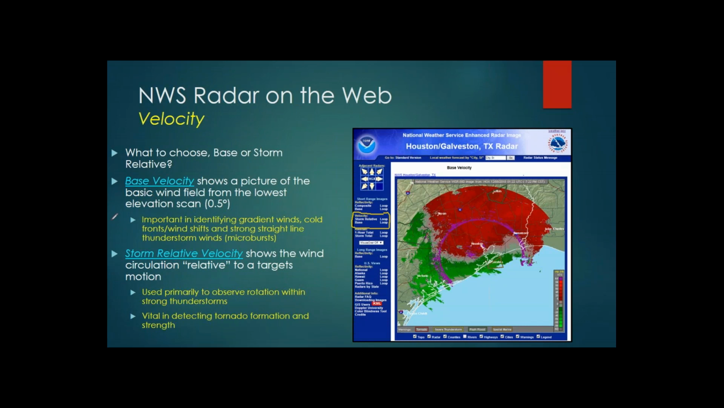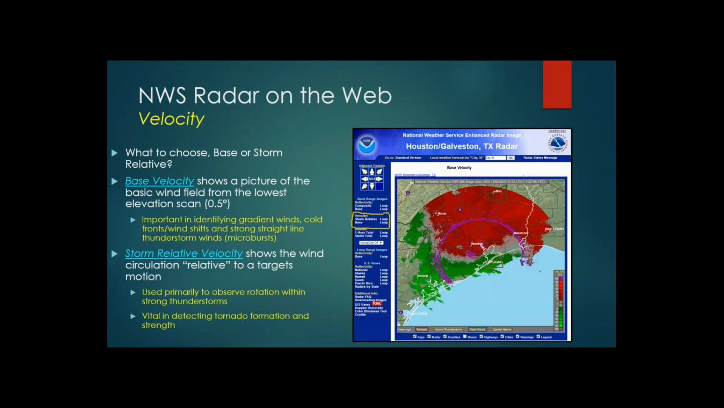Base velocity shows the picture of the basic wind field from the lowest elevation scan. Again, 0.5 degrees. It's important in identifying gradient winds. When I speak gradient winds, that's just everyday winds. The winds blow north to south, south to north, southwest to northeast, depending on the day. They could be strong, they could be blustery, they could be light. They see those low-level gradient winds. And so it can be important in showing wind shifts, those greens shifting to reds or reds shifting to greens.